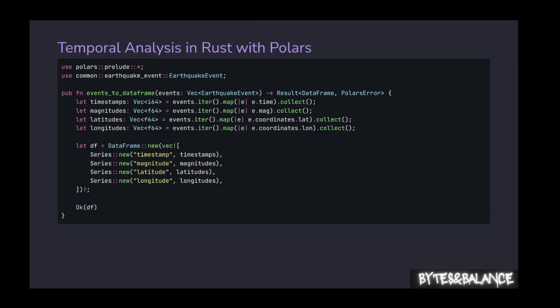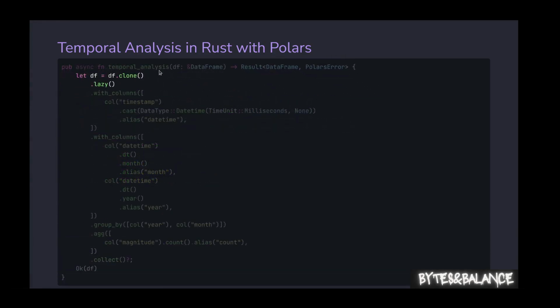First, we have to create a Polars data frame from the earthquake events. In order to do this, we map over the list of earthquake events to extract relevant fields, timestamps, magnitudes, etc. into separate vectors. The collect step gathers these mapped values into vectors, which are then used to create series for the data frame. So these are the series. For each column, we have a series, and then the overall data frame is calculated from those series as its columns.